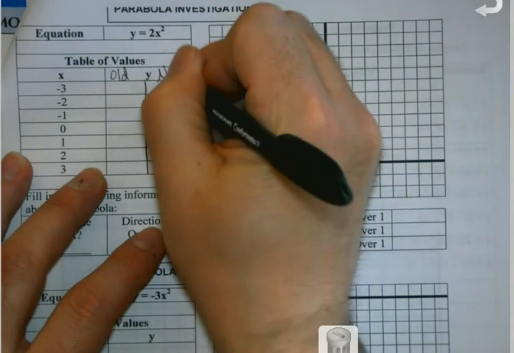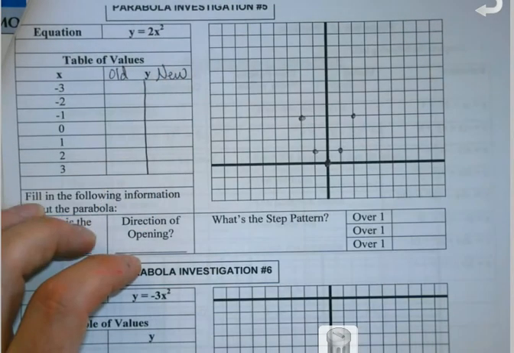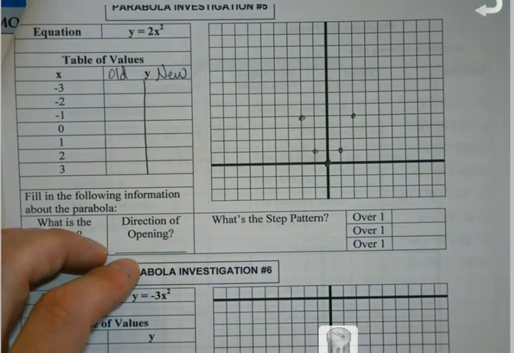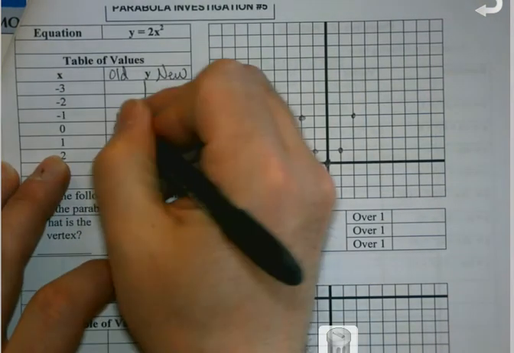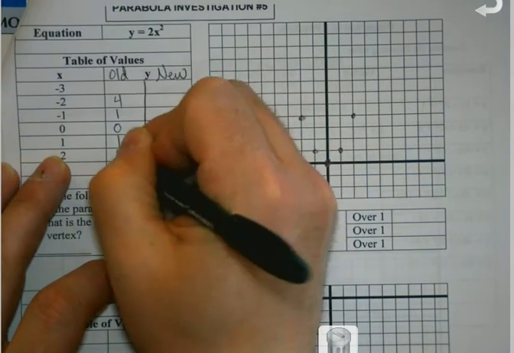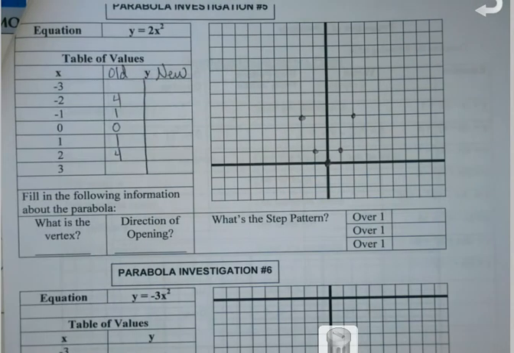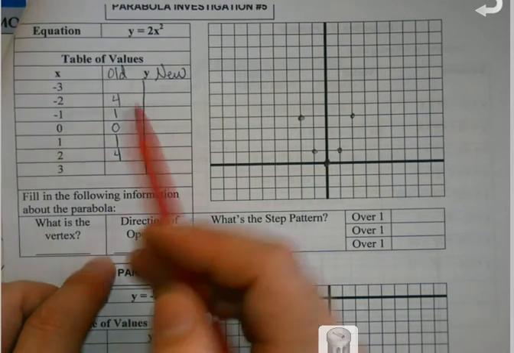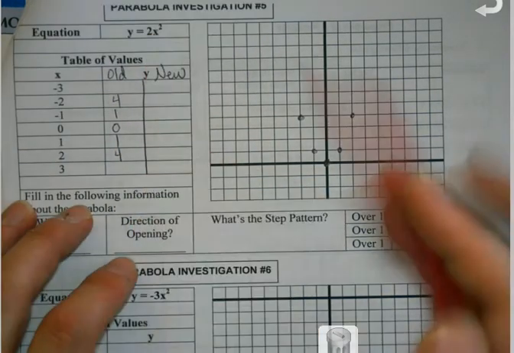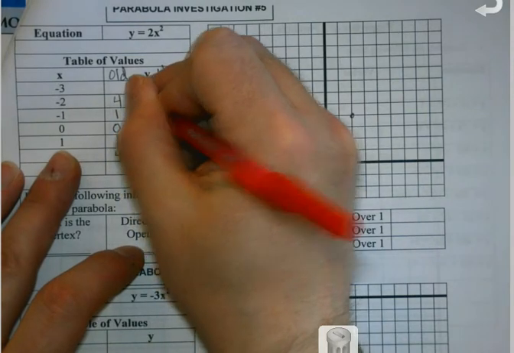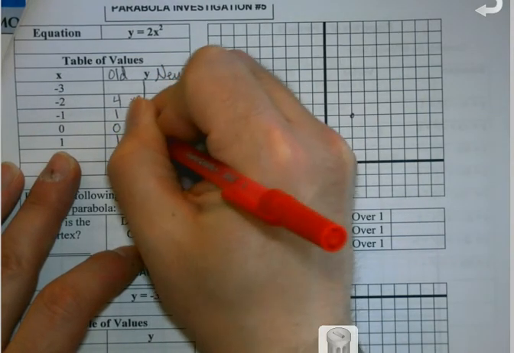I'm going to split my y chart up here into old and new. My original is at 0, 0, and then these are each at 1, and these are each at 4. But I have a value in front of x squared this time, which basically means now whatever these values are, I have to multiply by this number. So I'm going to times every one of these.